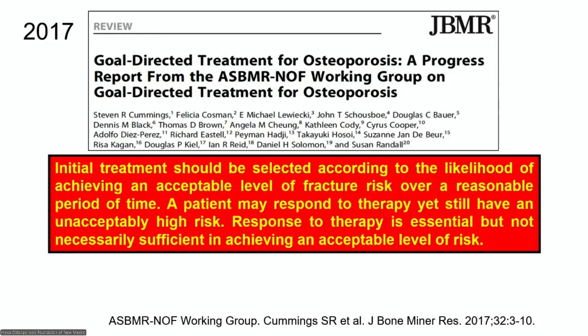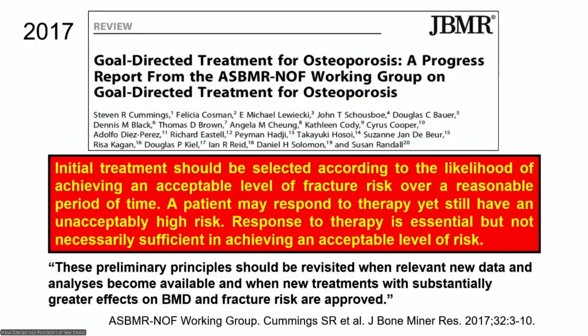And again, they said a patient may respond to therapy, yet still have an unacceptably high risk. Response to therapy is essential, but not necessarily sufficient in achieving an acceptable level of risk. And I put this in quotation marks, it was stated that these preliminary principles should be revisited when relevant new data and analyses become available and when new treatments with substantially greater effects on BMD and fracture risk are approved. And indeed, all of that has happened since the time of that publication.